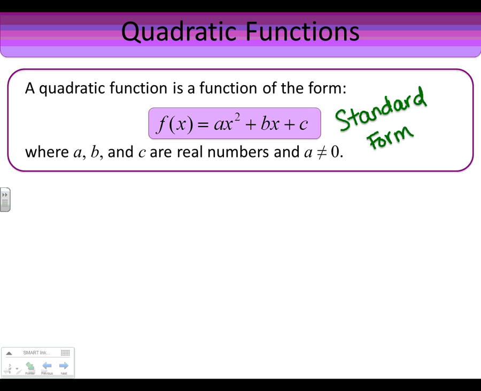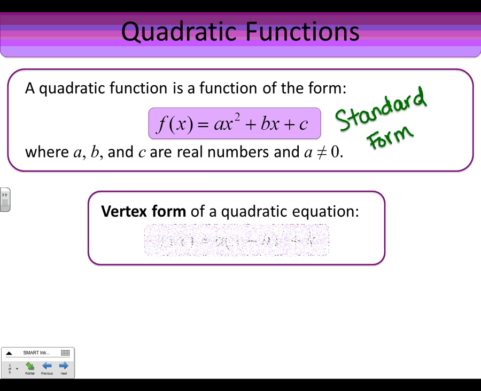For a quadratic function, we also have vertex form, which is f of x equals a times the quantity x minus h squared plus k. This should look very familiar to you because we just used this in the last chapter to graph using transformations for all different kinds of functions. So this is specifically called vertex form for a quadratic function.